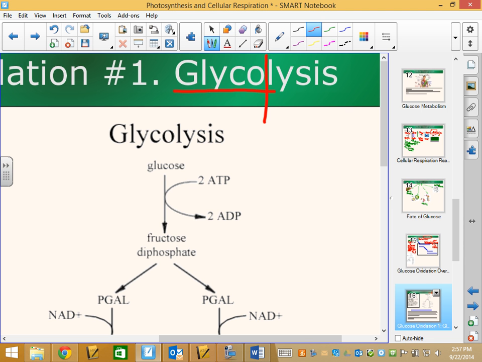Think about it like it has two parts, glyco and lysis. The lysis part is inferring that I'm cutting something up. If you think about hydrolysis, which we discussed already, that was when water split a molecule apart. Lysis is when we're talking about breaking something apart. The glyco is referring to our glucose, to our sugar. So the idea is that in glycolysis, I'm taking glucose and I'm breaking it apart.